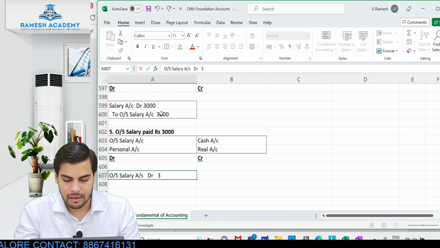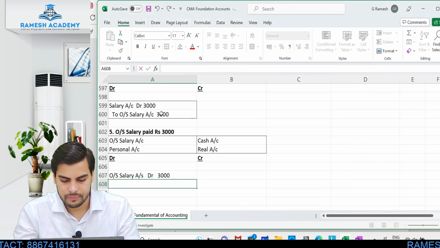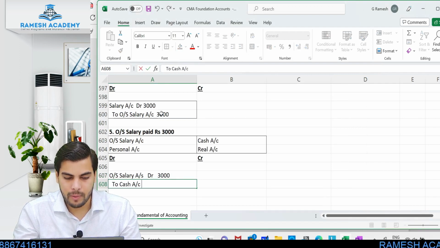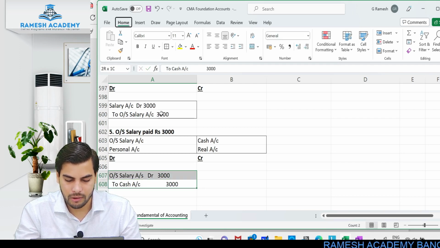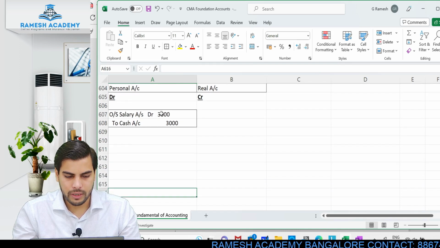So outstanding salary account debit 3,000 to what? To cash account. So here cash is forming part of the entry. Why? Because the pending salary that was available, I am just paying it now. Did you understand this? Clear? Okay, let's move on to the next transaction.